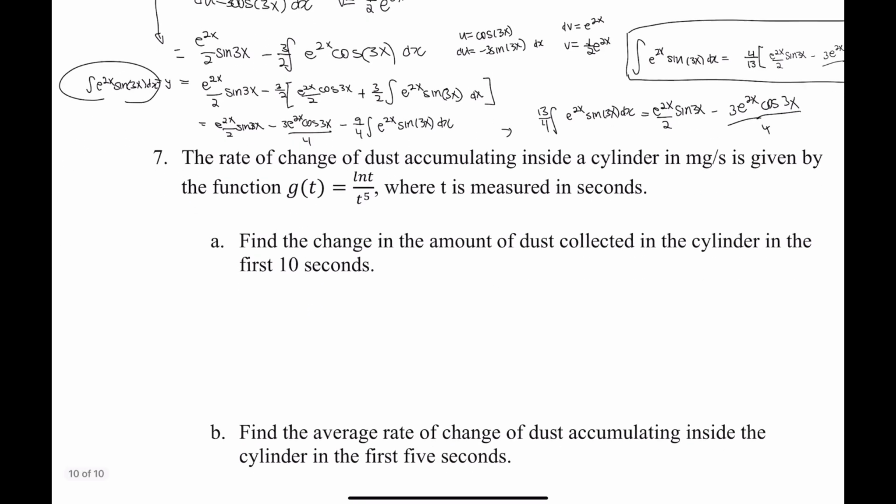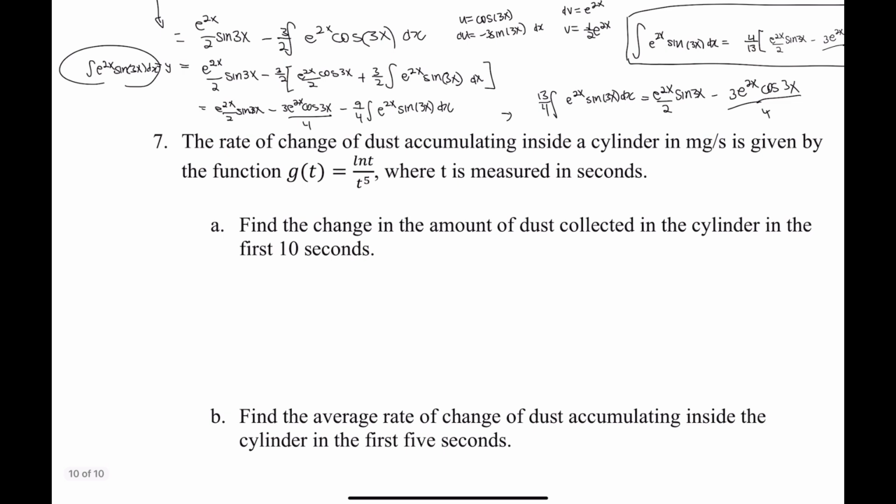Alright, and then going off to number 7, this is our last question. It's a word problem. The rate of change of dust accumulating inside a cylinder in milligrams per second is given by the function g of t equals ln t over t to the 5th, where t is measured in seconds again. So find the change in the amount of dust collected in the cylinder in the first 10 seconds.